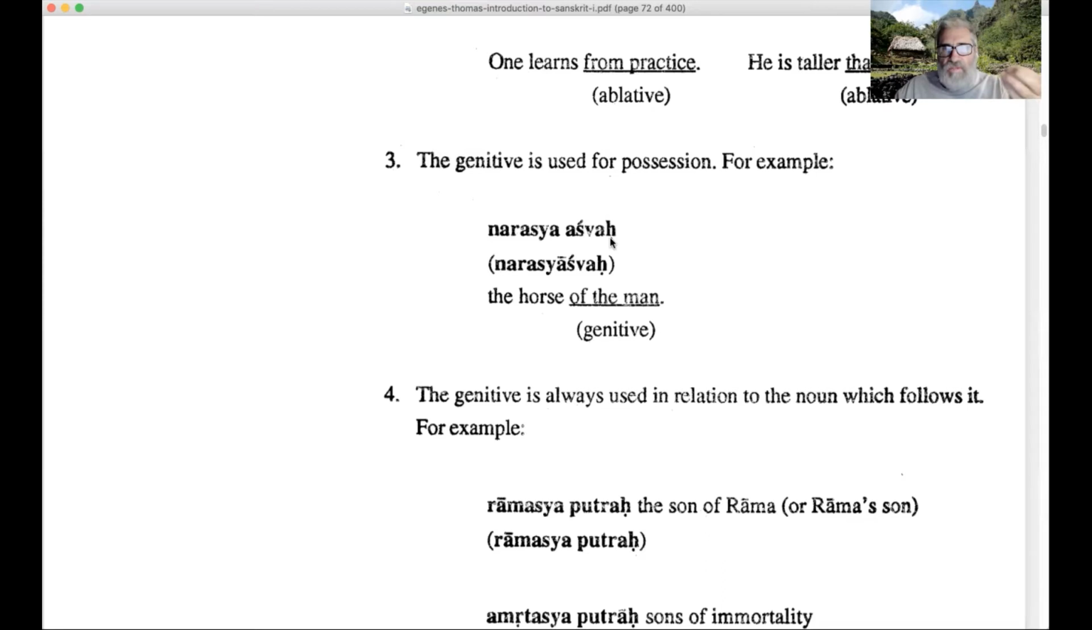Narasya means of the man, right? So the translation is the horse of the man. We could also translate it into English as the man's horse. Or we could translate it as the horse is of the man, which doesn't sound very correct in English, but anyway, the verb to be can be understood in here.